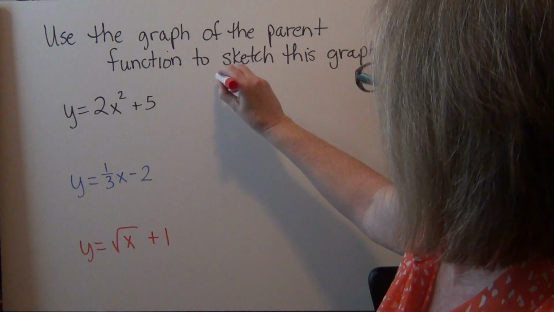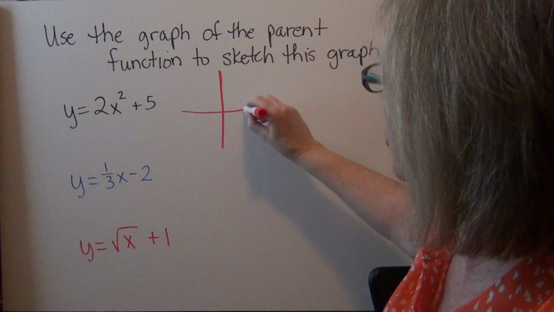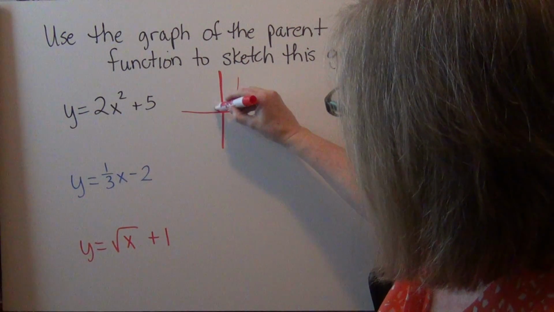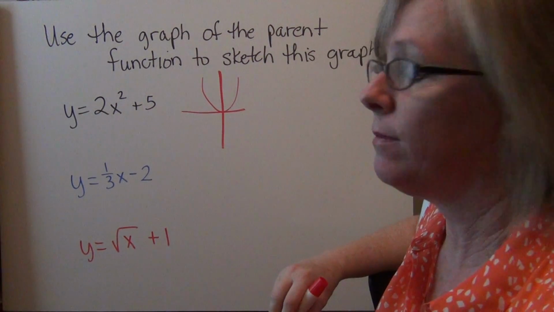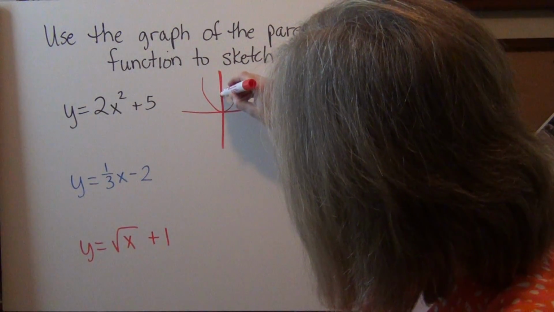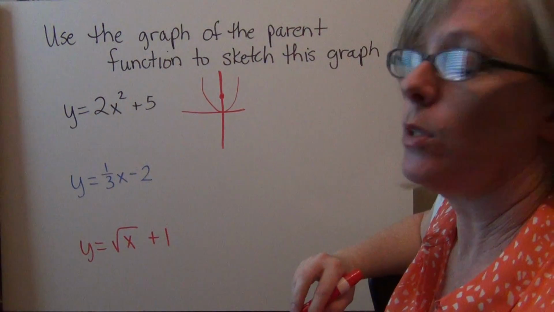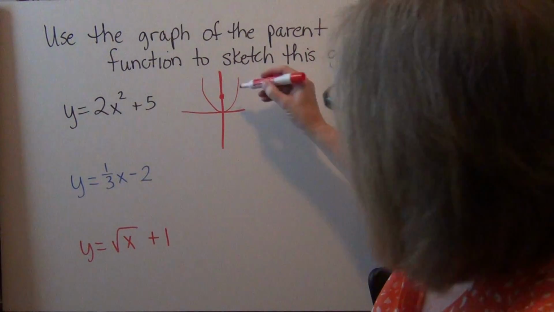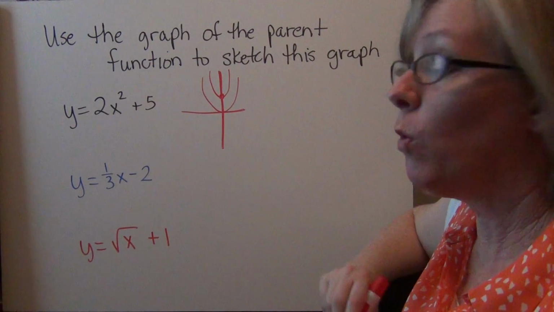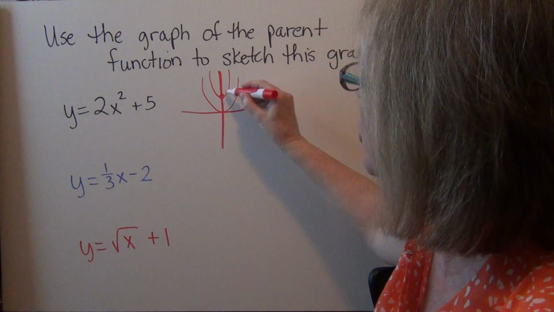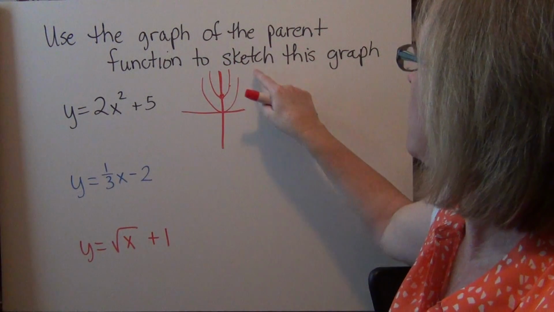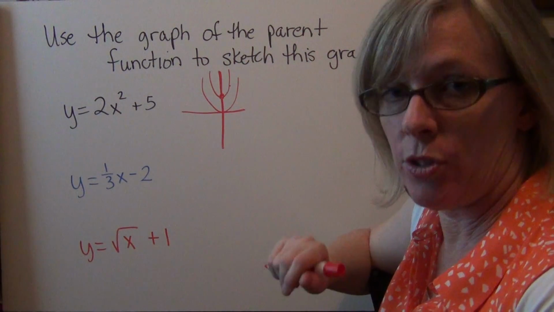Well, I know the parent graph of this initial function is y equals x squared, and it looks like this. Okay? Except neater. But I see that this one's going to go up 5 spaces. So my vertex of my new graph would be here. Okay? And it's going to be twice as narrow. If I wanted to, I could plot a couple of points just to double check exactly how that curve is going to go. But since it says sketch, sketch means you're using an approximation, so it's okay.